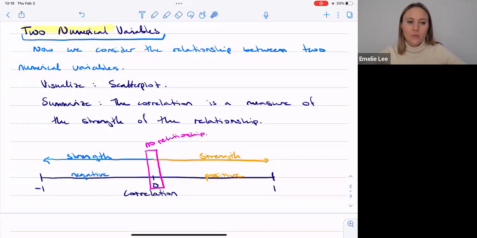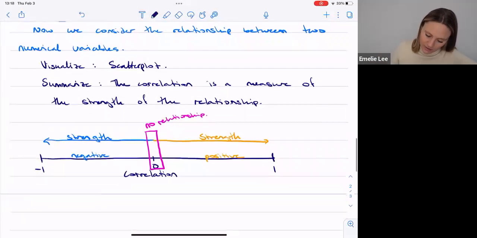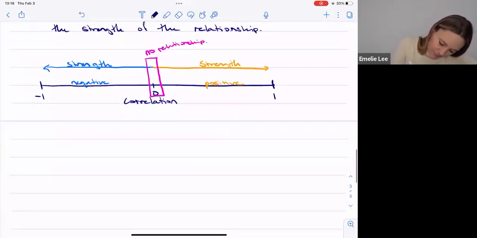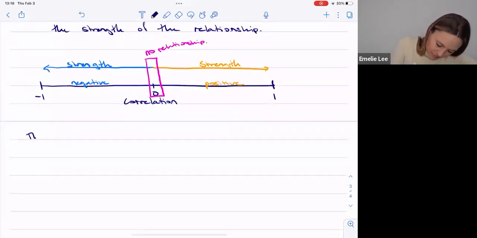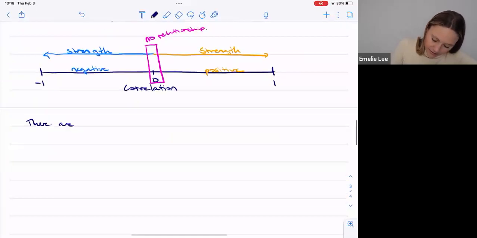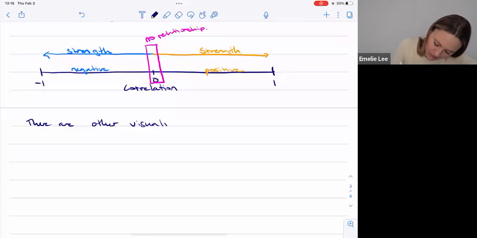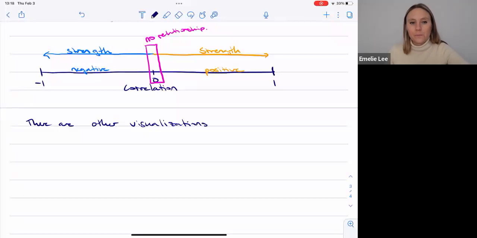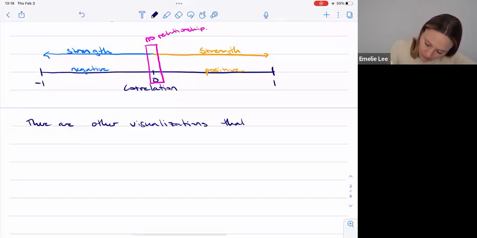What are some other things that we can do? Some other options. There are other visualizations, and I'm going to say that they build on the scatter plot, right? They build on the scatter plot.